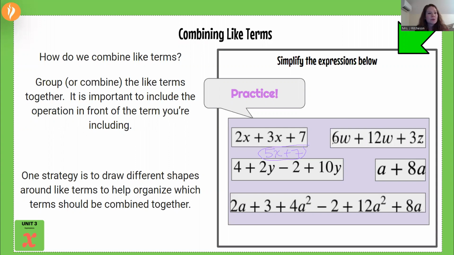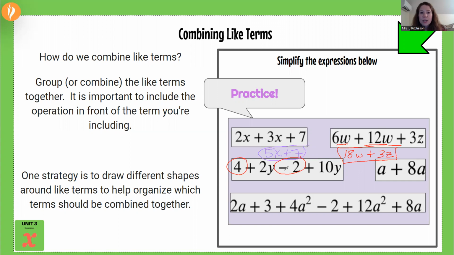We have some w's. We have 6 worms and then 12 more worms. How many worms do we have? We have 18 worms. Plus, we have 3 zebras, and zebras and worms don't go together, guys. They're not like each other, right? Yeah.